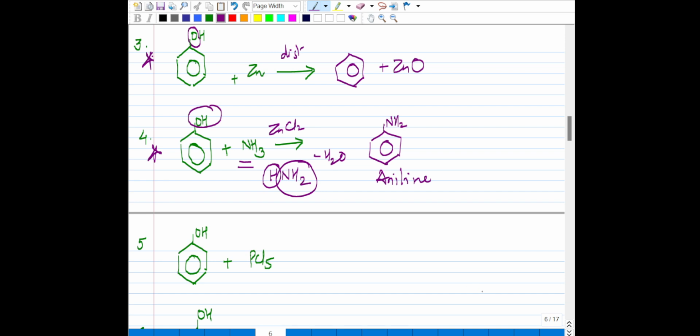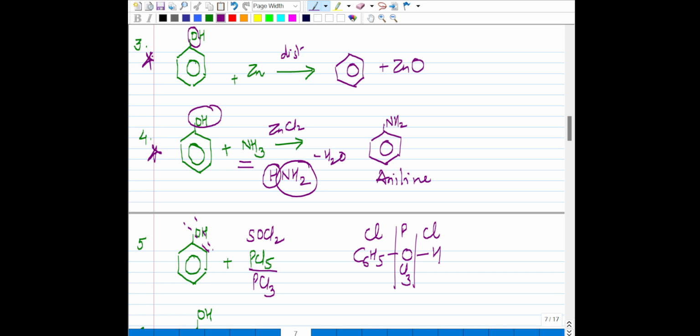Okay. Next, we take up what happens when phenol is treated with PCl5, or it is treated with SOCl2, or it is treated with PCl3. In such cases, always remember, the bond breaks along oxygen. Okay, so what will happen if I write like this? C6H5OH. So bond will break along oxygen. If we take PCl5, then give Cl on right, Cl on left, and you get PCl3. So what is the product? C6H5Cl, right? POCl3 and HCl. C6H5Cl plus POCl3 plus HCl.